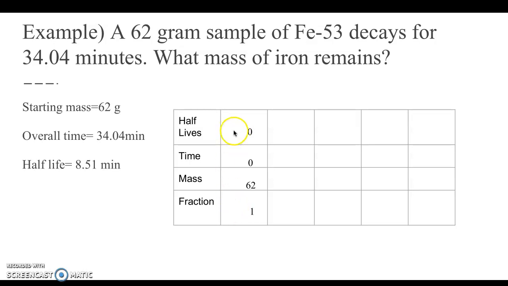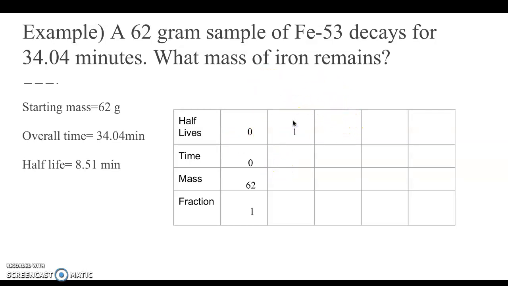The biggest mistake I see is people tend to start at half-lives 1. 1 hasn't occurred yet. We're starting at 0 half-lives. And I also see people not start at time 0. You're always starting at time 0. So try to remember these values. Now we're going to fill out each column.